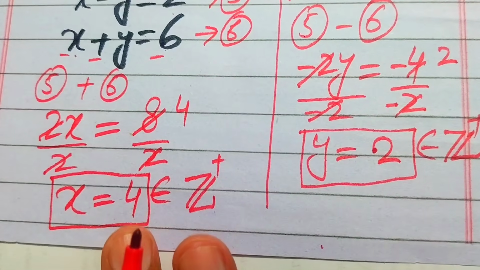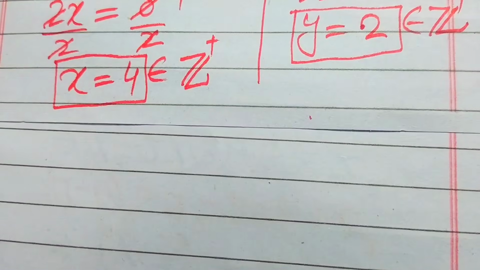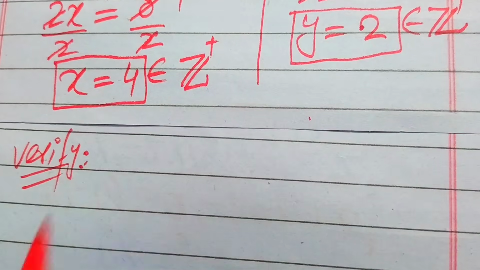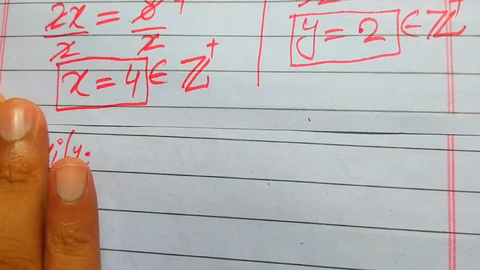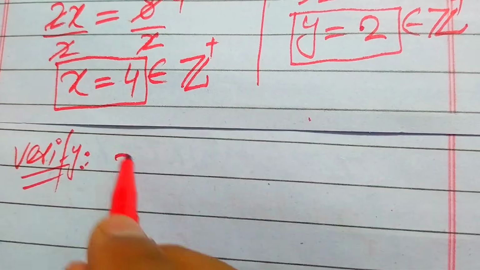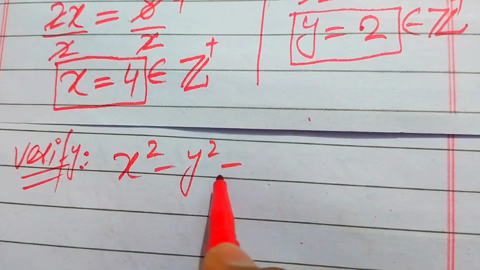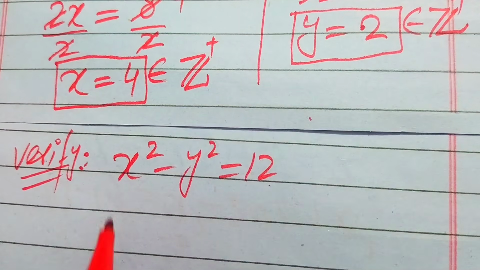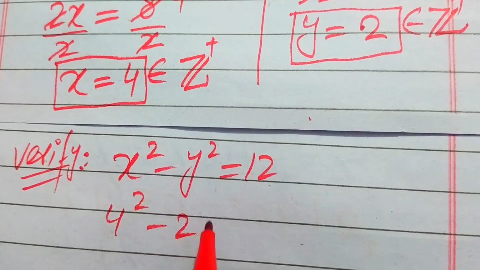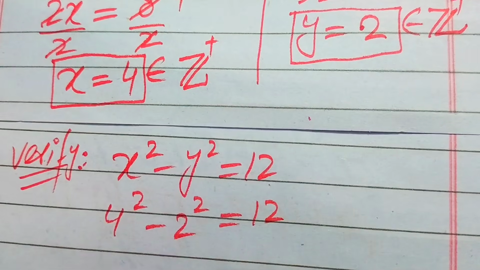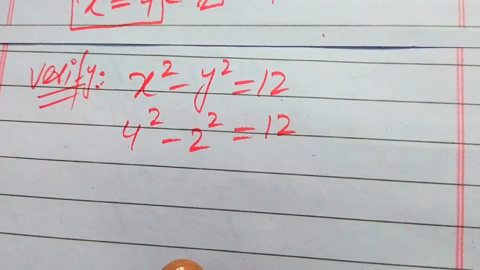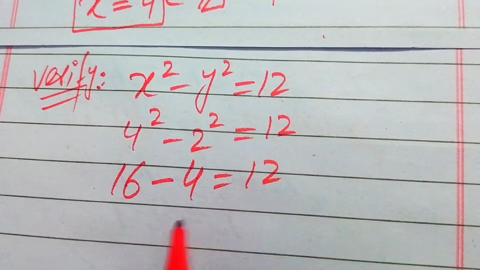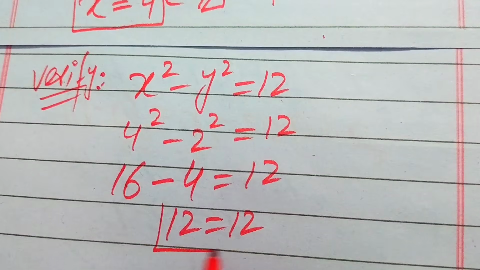So now we get these two values of x and y. And now in the next step, we need to verify these values of x and y. Do these values of x and y satisfy our given question statement or not? For verification, we need to copy down the given question statement. Here it is x square minus y square equals 12, and here we put x equals 4 and y equals 2, and it becomes 4 square minus 2 square equals 12. And you clearly see that 4 square becomes 16 minus 2 square becomes 4 equals 12, and we easily get 12 equals 12.